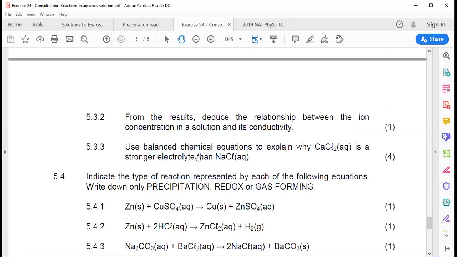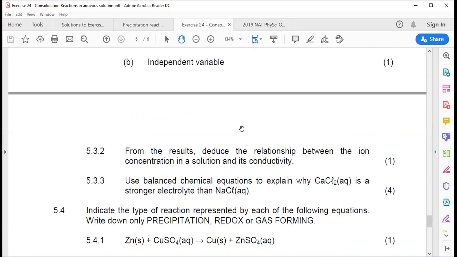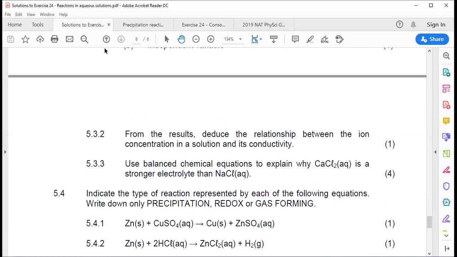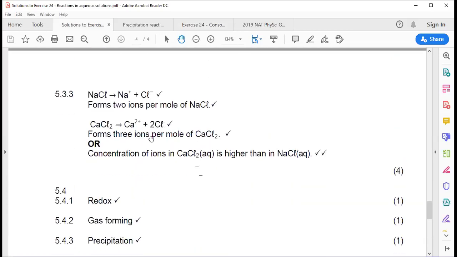Next one, 5.3. Use balanced chemical equations to explain why calcium chloride is a stronger electrolyte than sodium chloride. This is a repetition, but it's being asked differently. We spoke about this yesterday in one of the questions above. So here, we're going to check your sodium chloride. You write the dissociation equation: sodium chloride disintegrating into Na+ and Cl-. How many ions do we have? We've got 2 ions, so it forms 2 ions per mole of sodium chloride.